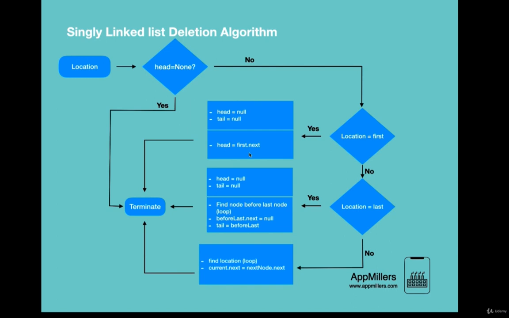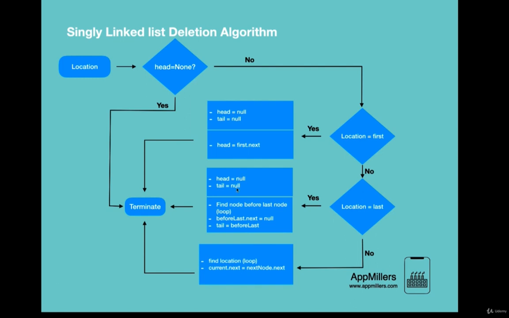In the second case, we have more than one node in the single linked list. We are just updating the head reference to the second node. We know that the first node's reference is the second node, so we set head equal to the first node's next. By this, the connection between head and the first node is broken and the garbage collector deletes the first node from the memory. Then we are continuing to the next block over here, in which we are checking if we want to delete the last node from the linked list.